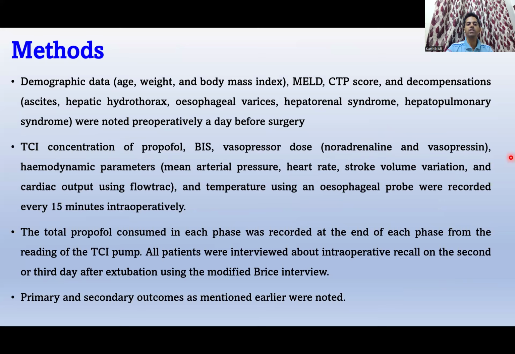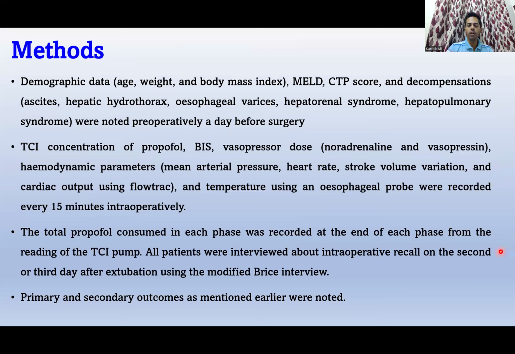Demographic data such as the age, weight, and BMI, MELD scores, CTP scores, and decompensations like ascites, hepatic hydrothorax, esophageal varices, hepatorenal syndrome, hepatopulmonary syndrome were noted preoperatively a day before surgery. TCI concentration of propofol, BIS values, vasopressor dose, hemodynamic parameters like mean arterial pressure, heart rate, stroke volume variation, and cardiac output using FloTrac, and temperature using an esophageal probe were recorded every 15 minutes intraoperatively.